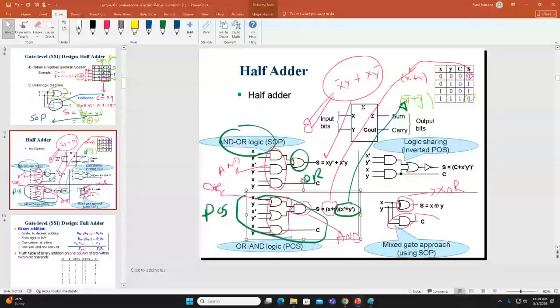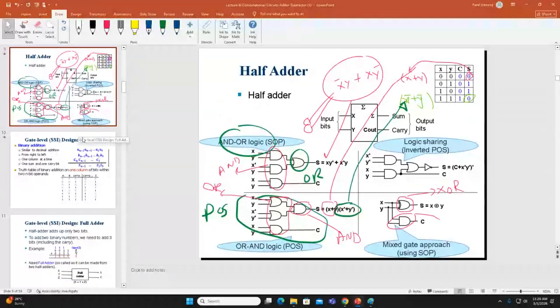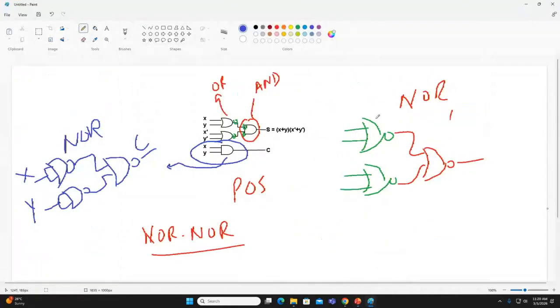Now we want to design a full adder. Please remember, in the previous case we were adding 1-bit numbers. Now we want to design a full adder, and for the full adder we need some explanation, so I'm going to explain it.